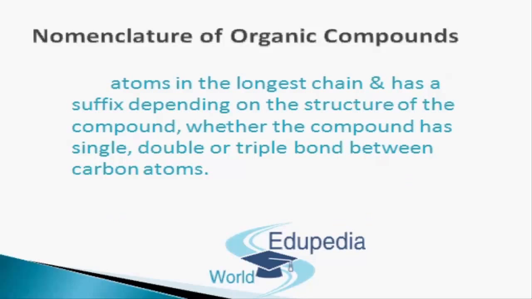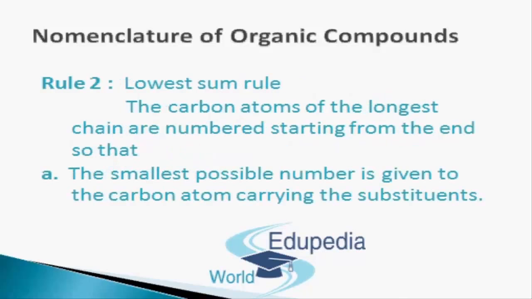And it has a suffix depending on the structure of the compound, whether the compound has single, double or triple bond between carbon atoms. Now rule number 2, that is the lowest sum rule. The carbon atoms of the longest chain are numbered starting from the end, so that the smallest possible number is given to the carbon atom carrying the substituents.